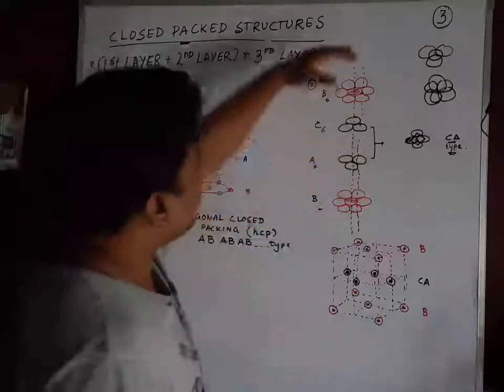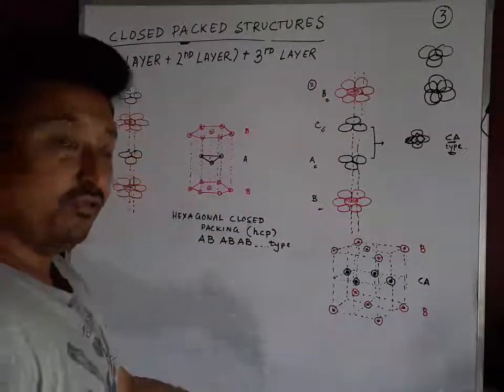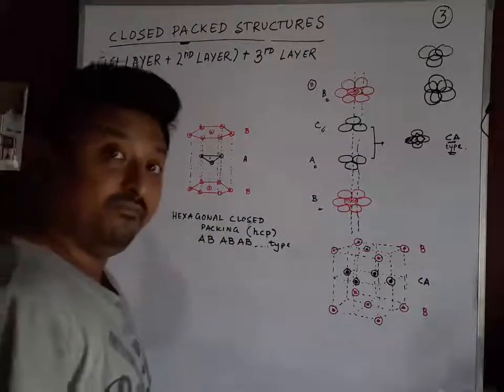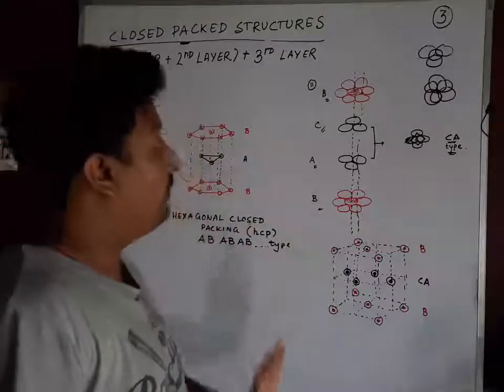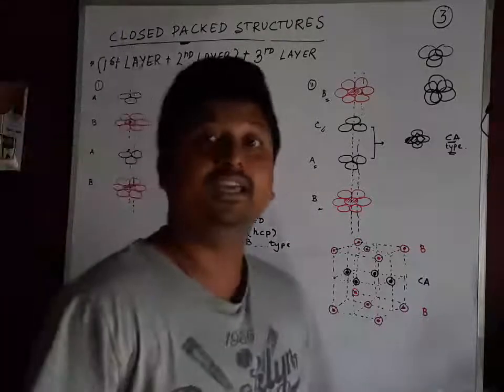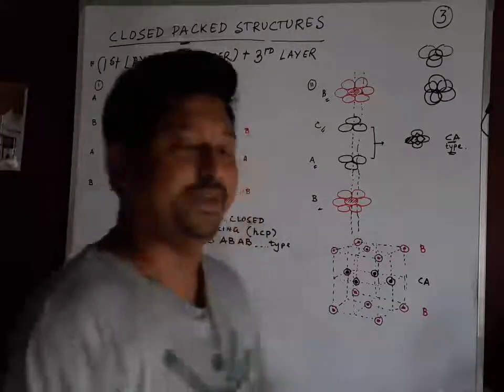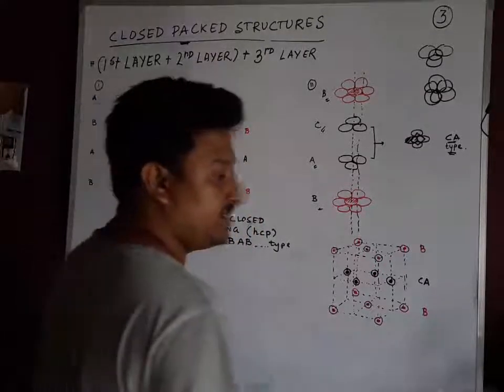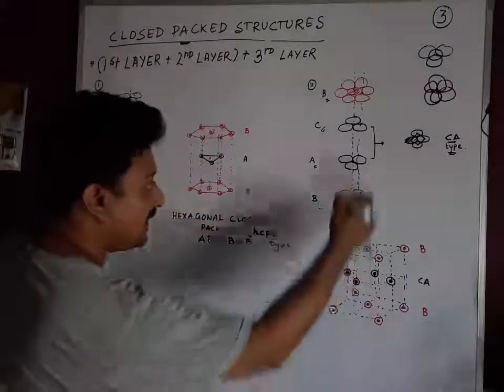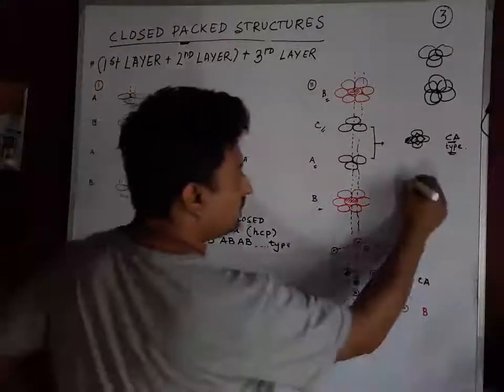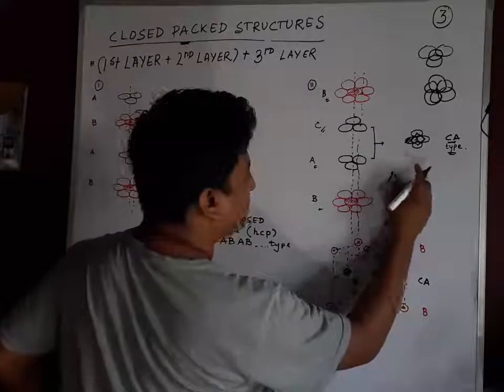Now if I combine everything, what I will end up with, very beautifully, is a cubic crystal. Now, cubic crystal. So this kind of arrangement, what is it called? This kind of arrangement is called A.